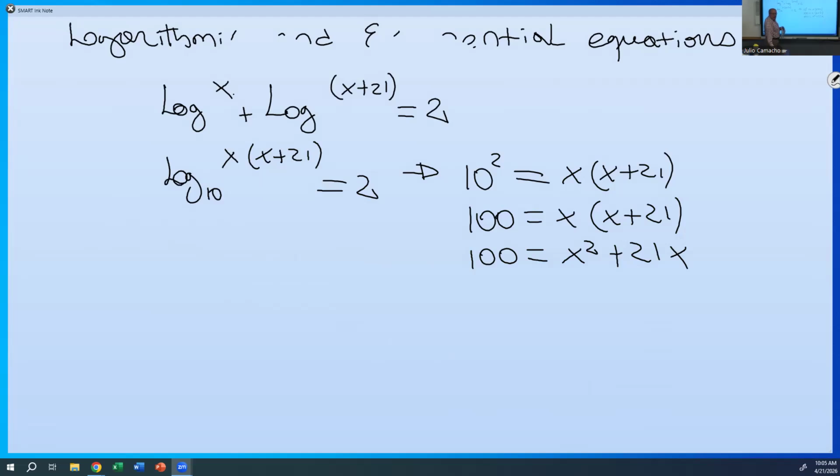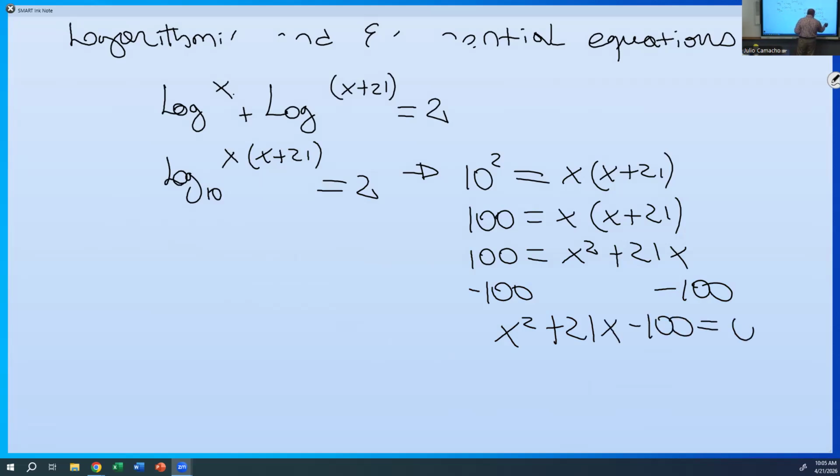So that would be for me the easy way, because I subtract 100 here and 100 here. And now I have a 0. I can put a 0 on the other side. x squared plus 21x minus 100 is equal to 0. And my leading coefficient is 1. So to solve this quadratic trinomial with leading coefficient 1, what do we do?